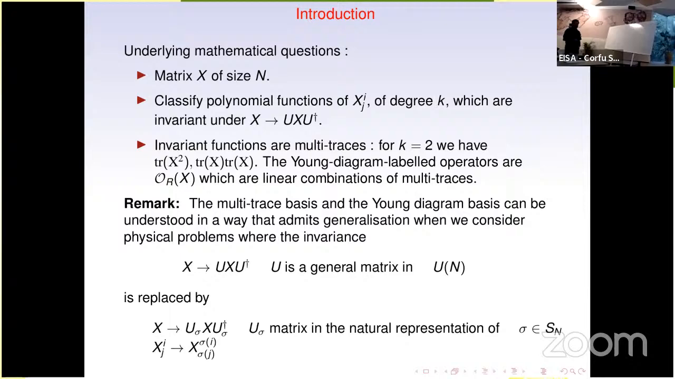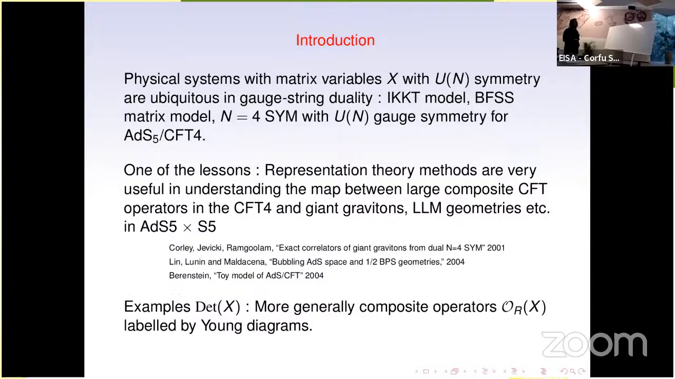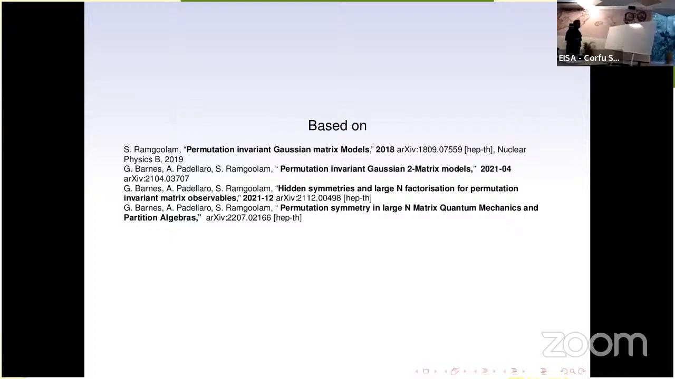And we have been investigating in a set of papers recently what happens to this kind of invariant theory problem when you look at matrix models. So we could look at Gaussian matrix models, which are permutation invariant. They are much more general than the usual Gaussian matrix models. And you can look at multi-matrix models.